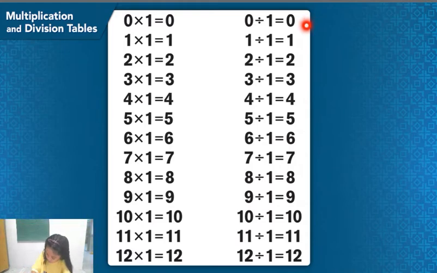Begin. 0 divided by 1 equals 0. 1 divided by 1 equals 1. 2 divided by 1 equals 2. 3 divided by 1 equals 3. 4 divided by 1 equals 4. 5 divided by 1 equals 5. 6 divided by 1 equals 6. 7 divided by 1 equals 7. 8 divided by 1 equals 8. 9 divided by 1 equals 9. 10 divided by 1 equals 10. 11 divided by 1 equals 11. 12 divided by 1 equals 12.